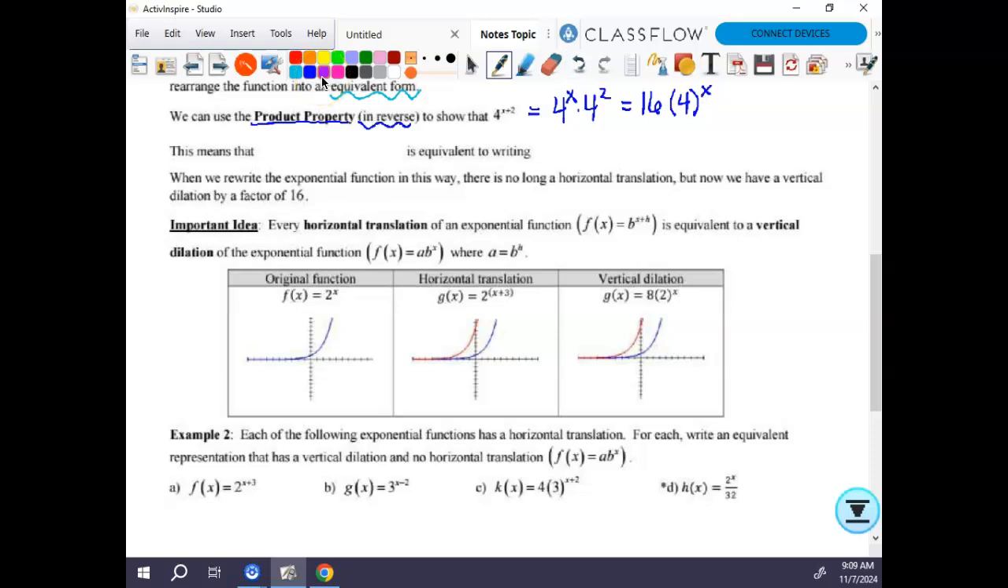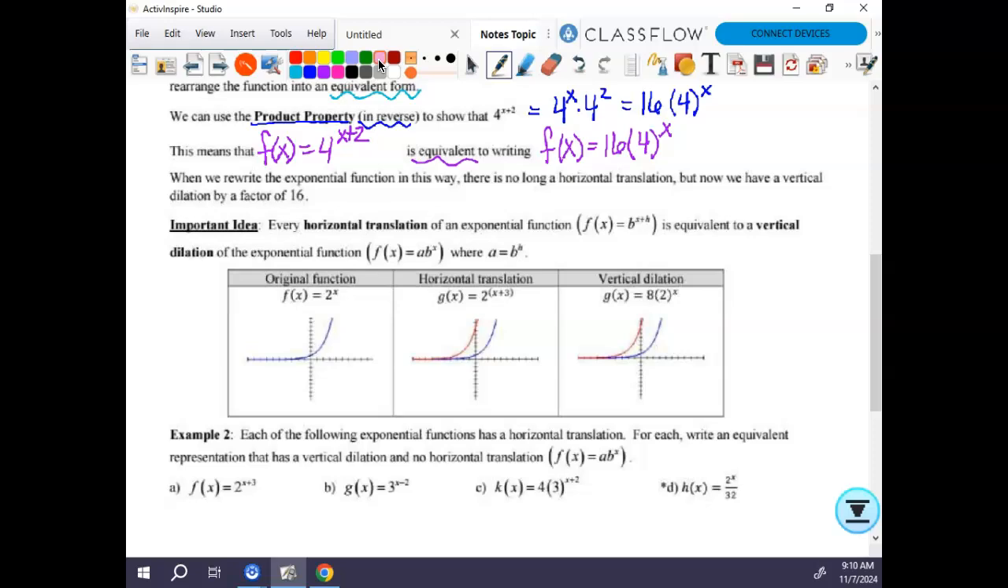So this means that when I had f of x equals 4 to the x plus 2 power, that's what we started with, is equivalent to writing f of x equals 16 times 4 to the x power. So those two functions that I wrote in purple are actually the same function. And one way to check yourself when we're doing this, if you do one and you're like, I don't know how those will be the same, graph them both in Desmos. They should graph right on top of each other, and you've basically just checked yourself. Okay? Everybody good with that? Equivalent form.